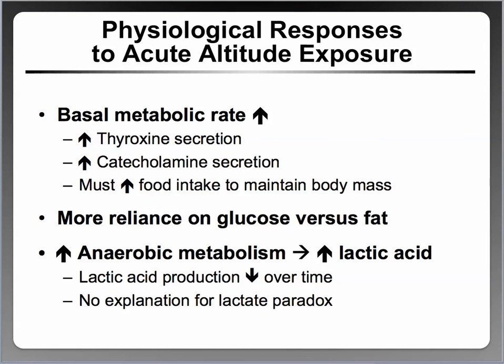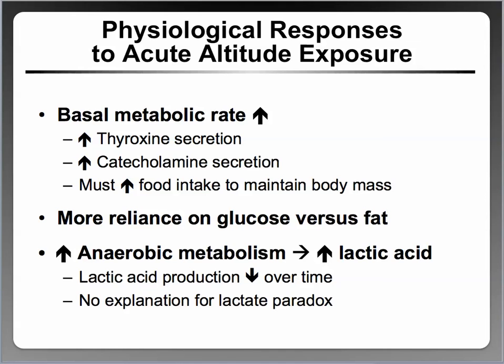There are some changes that occur to the metabolic rate also with acute exposure to altitude. We already talked about the increase in catecholamine secretion, but it's also shown that you increase thyroxine secretion, and both of these combine to have an effect on your basal metabolic rate. Another thing that happens is that your appetite declines. You're not as hungry, and because of this, you have to increase your food intake in order to maintain body mass.